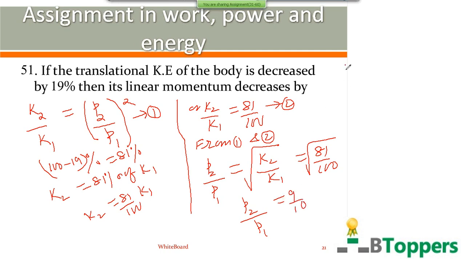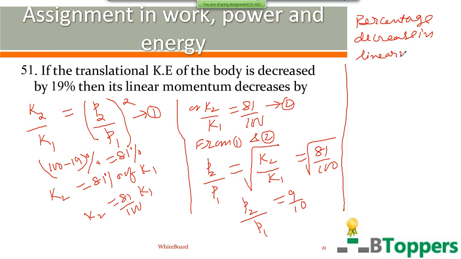Then percentage decrease in the magnitude of the linear momentum of the body is equal to actual decrease in the linear momentum of the body divided by initial momentum into 100%.